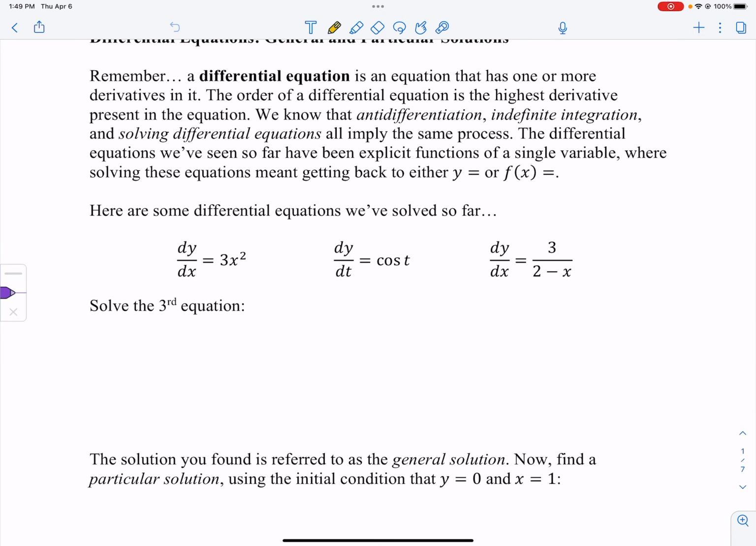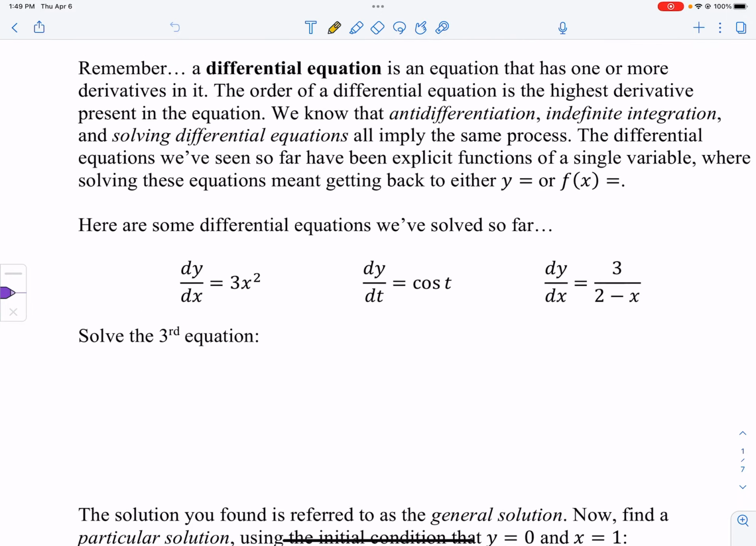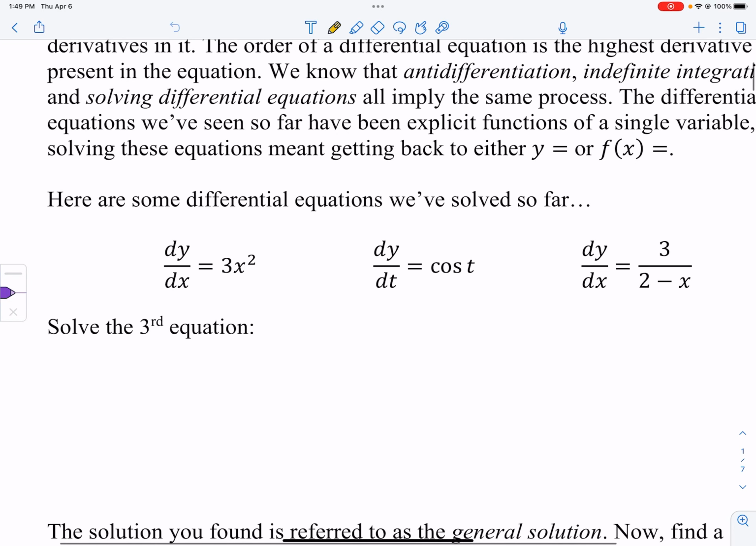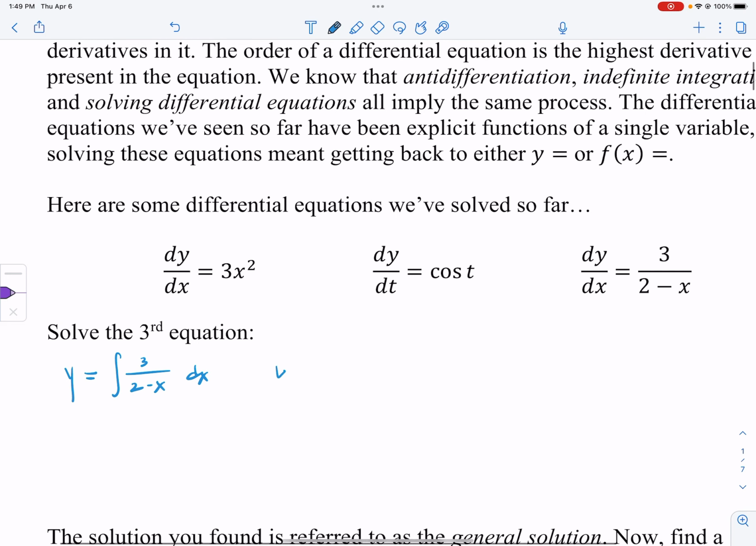So if we're solving that third equation, you could always give it a try on your own. You could pause right now to make sure we get the same solution. It means that we're integrating. So we're going to integrate 3 over 2 minus x in order to find y. So we would have y is equal to the integral of 3 over 2 minus x dx. And we do have to do a u substitution in order to integrate this.